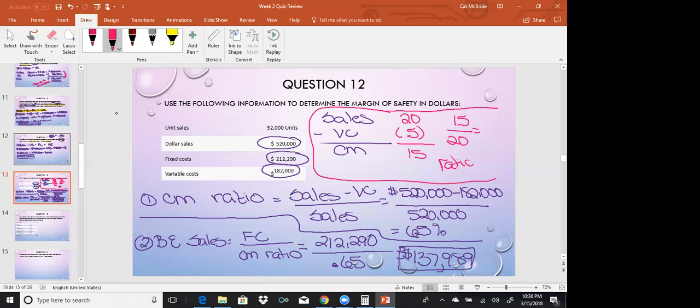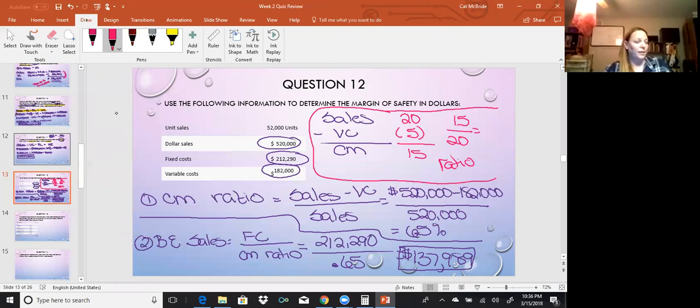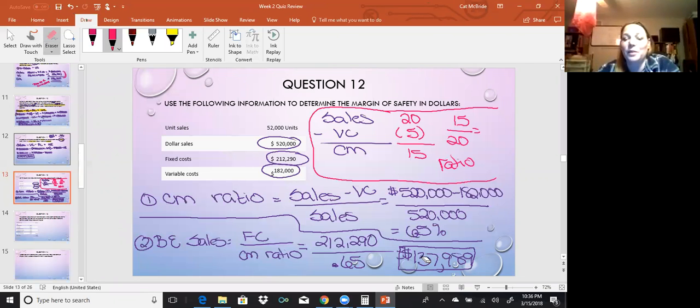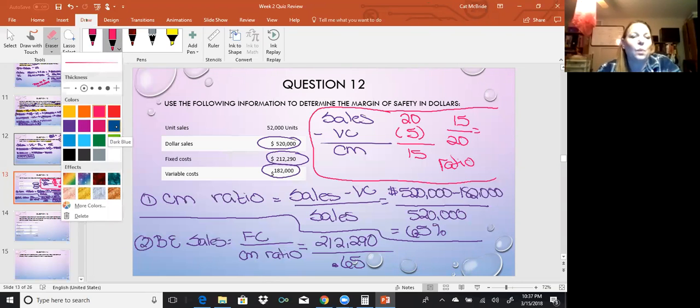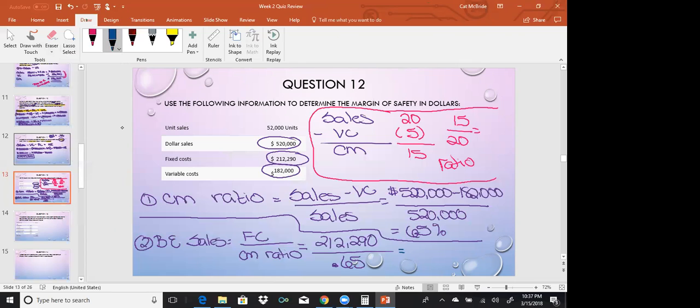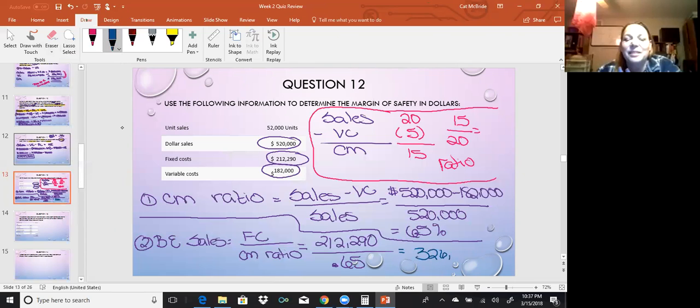Professor, your math's off again. Break-even sales should be more than fixed costs because you're dividing by 0.65. I told you I shouldn't be trusted with the calculator. So it's 326,600. Thank you. This is why I wrote it all down ahead of time tonight, and halfway through, my head's hurting again. What should the number be? 326,600. Thank you.